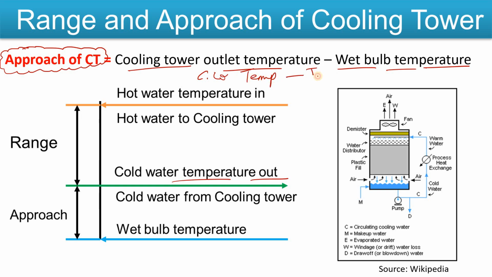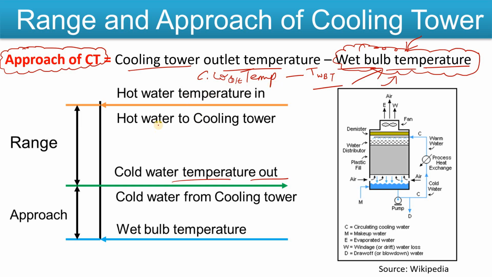minus wet bulb temperature. Now what is the wet bulb temperature? Wet bulb temperature is the lowest temperature at which any fluid can be cooled down through evaporation, right? So that is your minimum or the lowest temperature at which you could cool down your cooling water, for example.